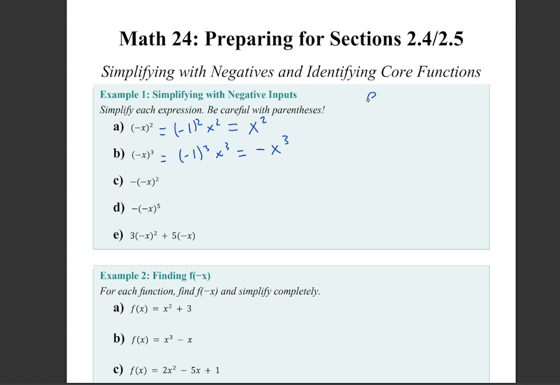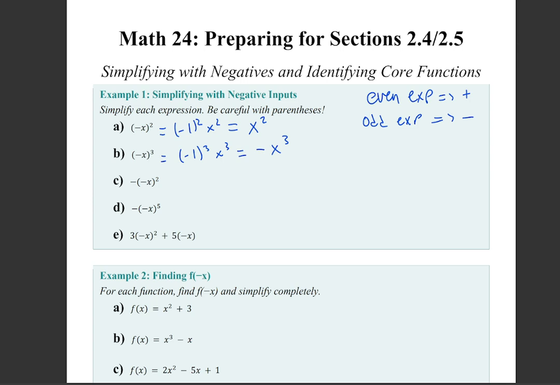Okay, so let's write that down. Even exponent implies positive, odd exponent implies negative. That's what we saw happen with (negative x) squared and then (negative x) cubed.